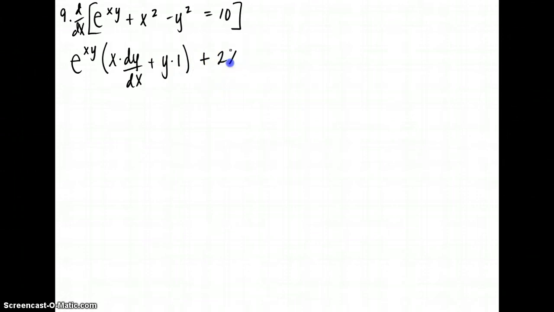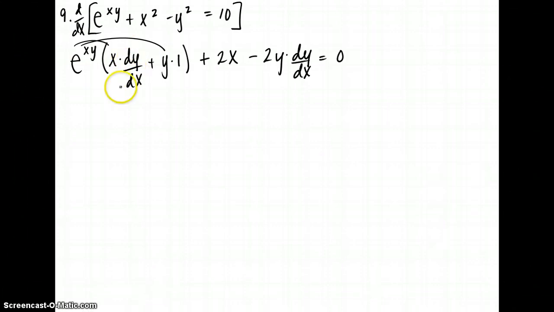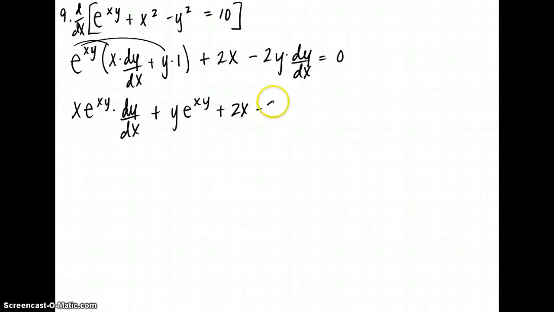Derivative of x squared is 2x. Derivative of y squared is 2y dy dx. Derivative of 10 is just 0. Now we do need to distribute the e to the xy because we have to get it away from the dy dx term. So x e to the xy times dy dx plus y e to the xy plus 2x minus 2y times dy dx equals 0.